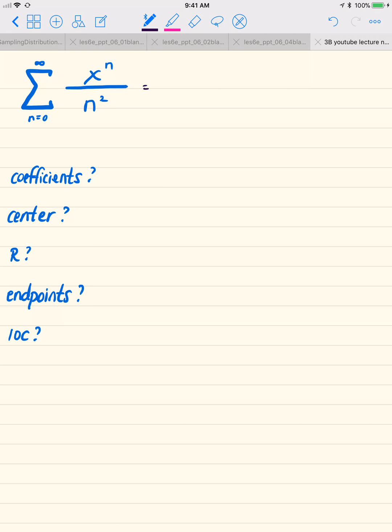Okay, so the first thing is to figure out the coefficients, and I'm going to write a few of the terms, just so I can get a sense of what this is. So what am I working with? I've got n starts at 0. So I've got a series here. It's 1 over n squared times x to the n.